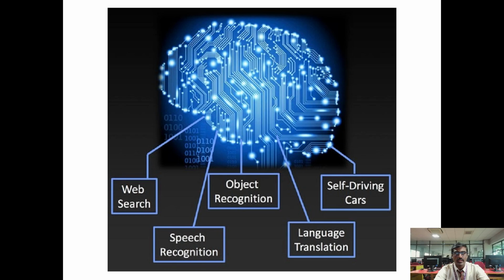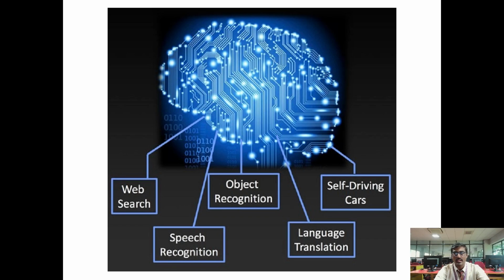A human brain can do all these things. We can use the web for searching. We can do speech recognition. We remember people just by the way they speak, or just by the sound that comes from the vocal cords of people. Even if blindfolded, we can recognize the people. The same thing could be transmitted to machines using artificial neural network technology. We can recognize objects even if blindfolded, and also do language translation.